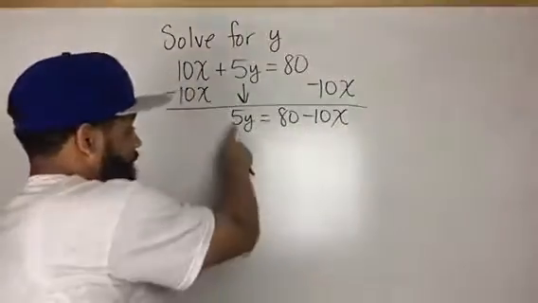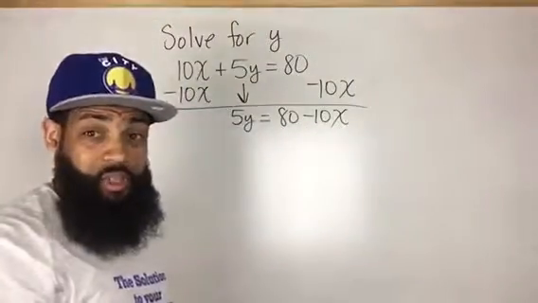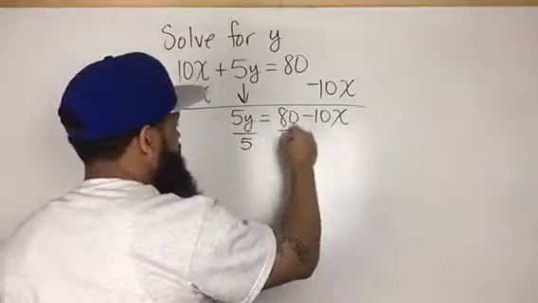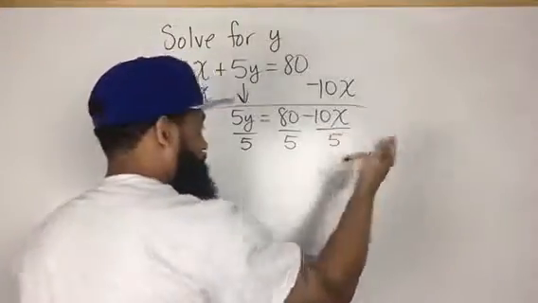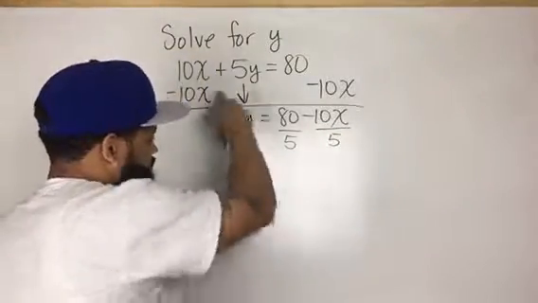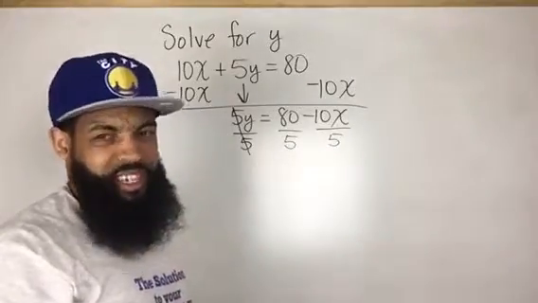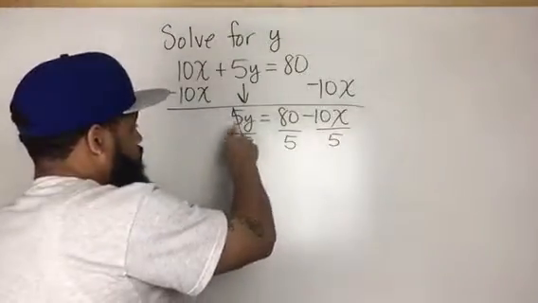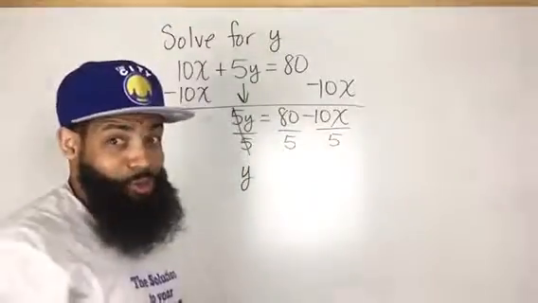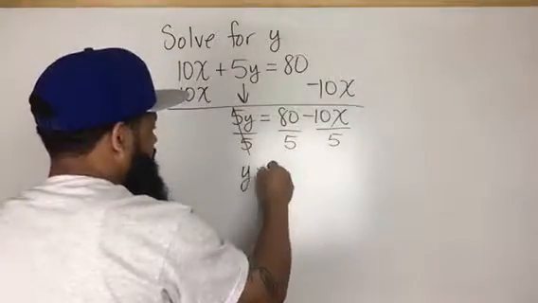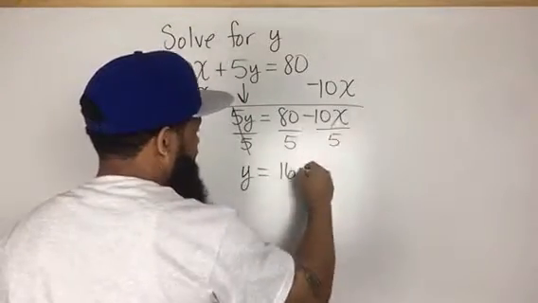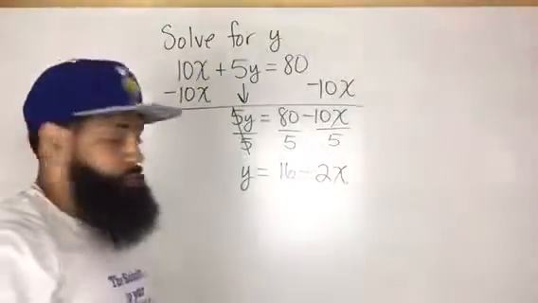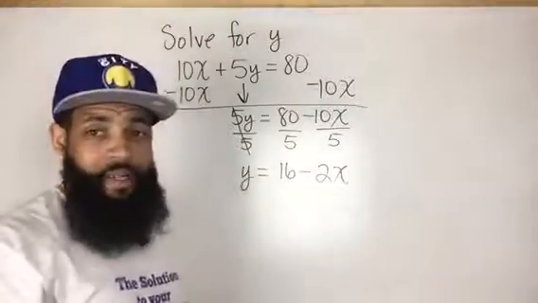All right, now this is 5 times y, so the inverse operation of multiplying by 5 is dividing by 5. So I'm going to divide by 5 there, divide by 5 there, and divide by 5 there. All right, now 5 divided by 5 is 1. Most people say they cancel out, but technically 5 divided by 5 is equal to 1, and 1 times y equals y. That's the multiplicative identity property. 80 divided by 5 is 16, and minus 10 divided by 5 is 2. We keep our x. So if I solve for y, I get y equals 16 minus 2x.